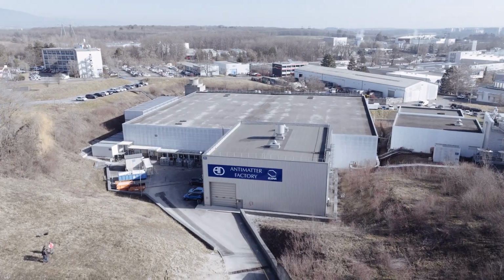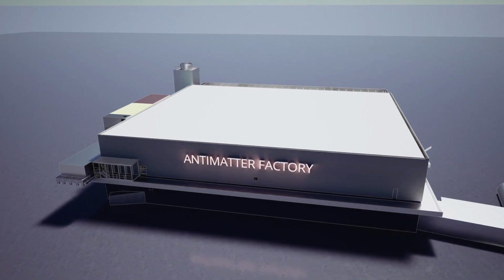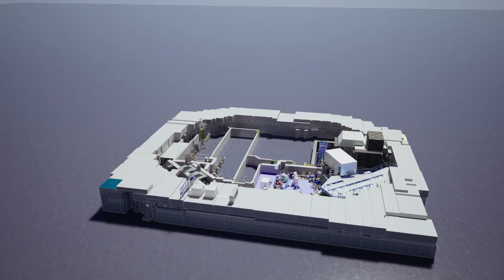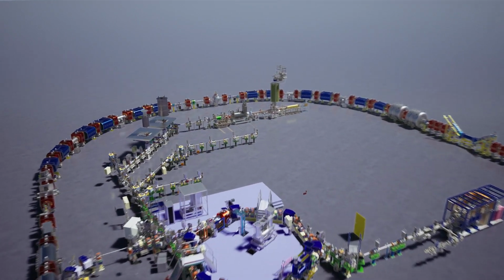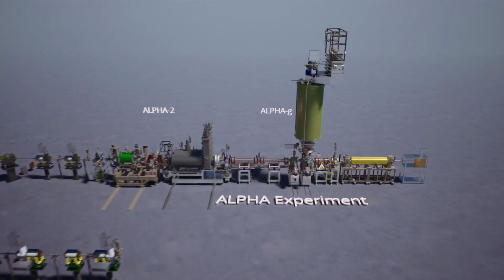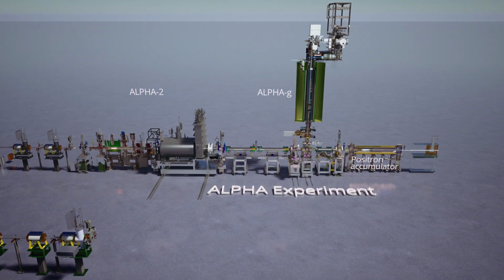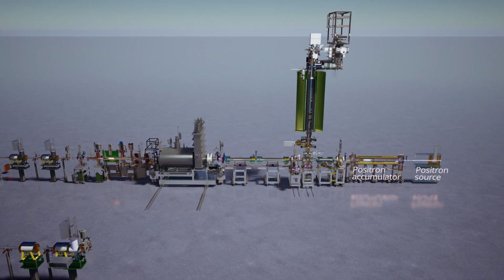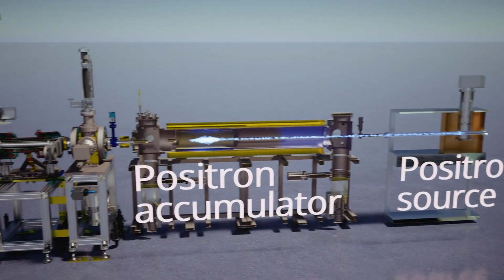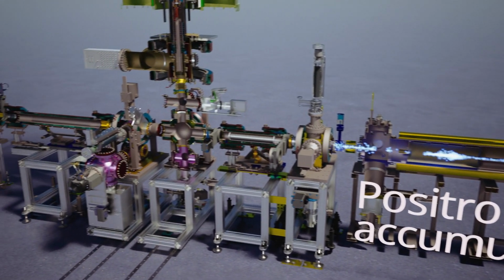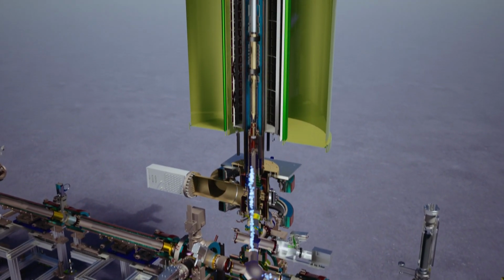Okay, we're starting here with a drone's eye view of what we call the antimatter factory here at CERN, the antiproton decelerator and the ELENA rings that provide antiprotons to the low-energy antimatter experiments. Okay, so now we're zooming in on the ALPHA experiment, which is working with the antihydrogen atom. We have to make antihydrogen atoms by synthesizing them from their components, which are positrons and antiprotons. We get positrons from a radioactive source, retrap some of the positrons, and then we're going to shoot them up into the vertical ALPHA-g machine, which is where we're going to actually do the gravity experiment.